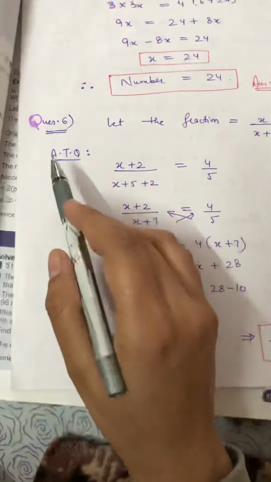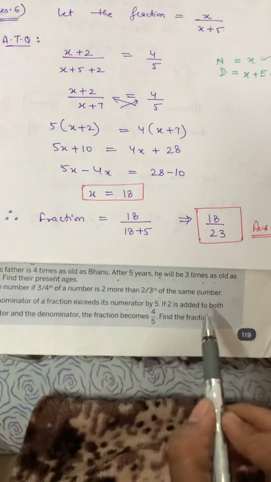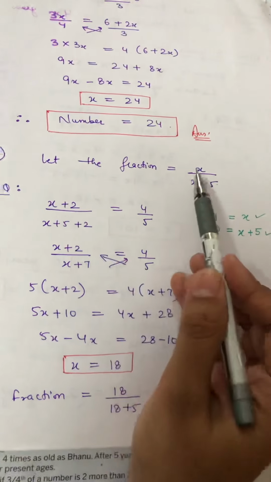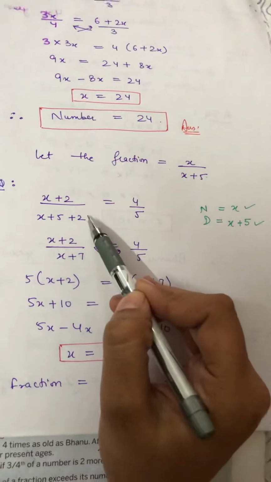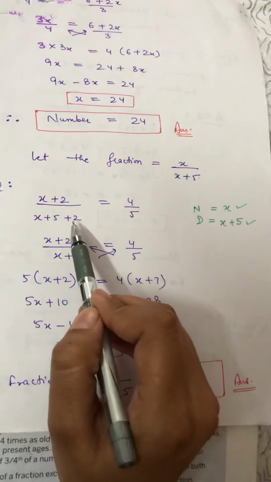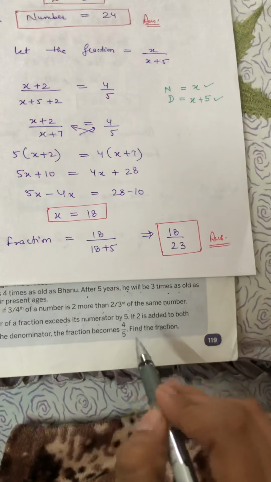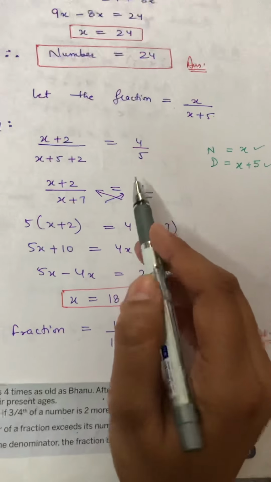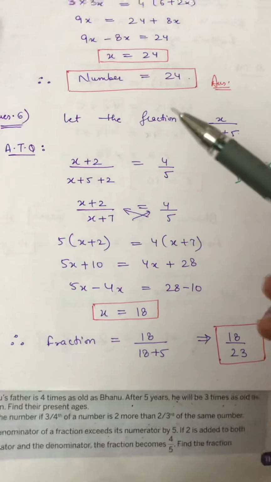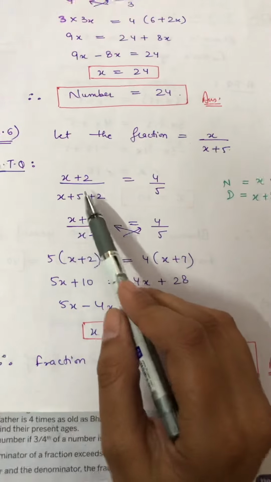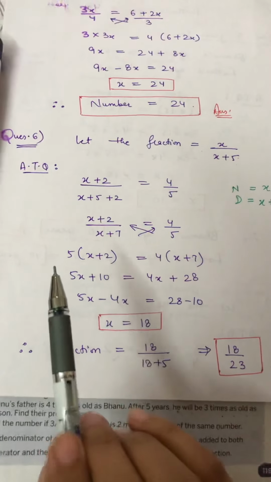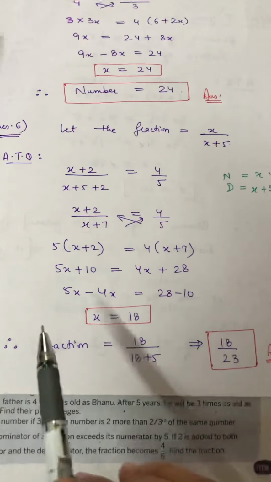Now according to the question, if 2 is added to both numerator and denominator, x will become x plus 2, and x plus 5 becomes x plus 5 plus 2. It becomes 4/5, means it is equal to 4/5. Read out the statement and write it down side by side. Now solve it. Do cross multiplication. Variables on left hand side, keep the constant on right hand side and solve it.